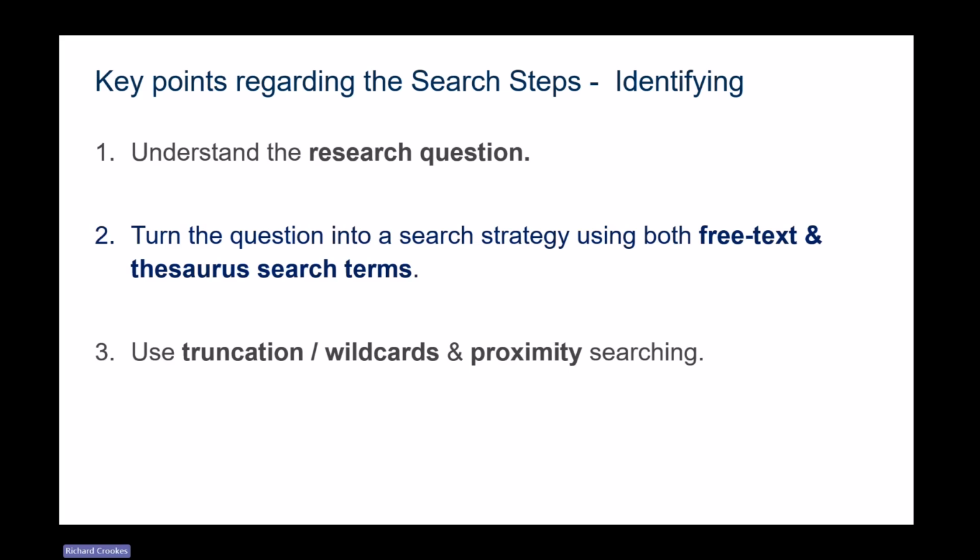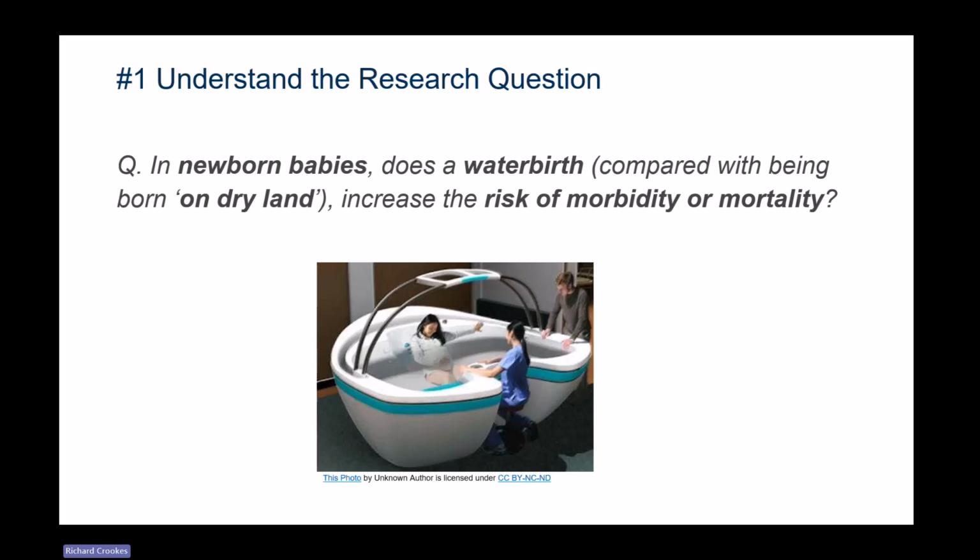First of all, we're going to look at the research question. Some of you may have seen this before, for others it may be quite new: in newborn babies, does a water birth compared with being born on dry land increase the risk of morbidity or mortality? From the outset, I've highlighted in bold key terms that I feel are important to search for as a combination: newborn babies, water birth, a comparison with birth on dry land or land birth, and then the increased risk of morbidity or mortality.